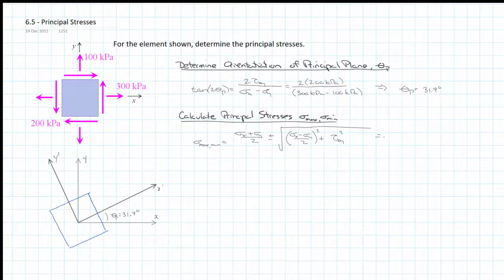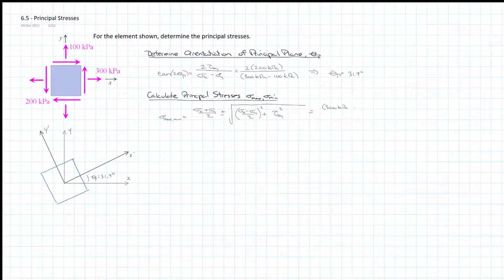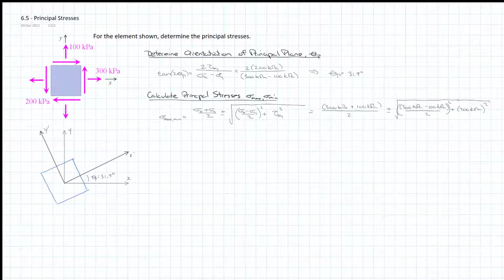I'll substitute in our values. So we have our 300 kPa, and you want to give some effort to make sure you get the signs correct in here. That's a fairly common mistake. People don't follow the sign convention. That's plus or minus the square root of 300 kPa minus 100 kPa divided by 2, all squared, plus 200 kPa, all squared. Extend that square root sign out.